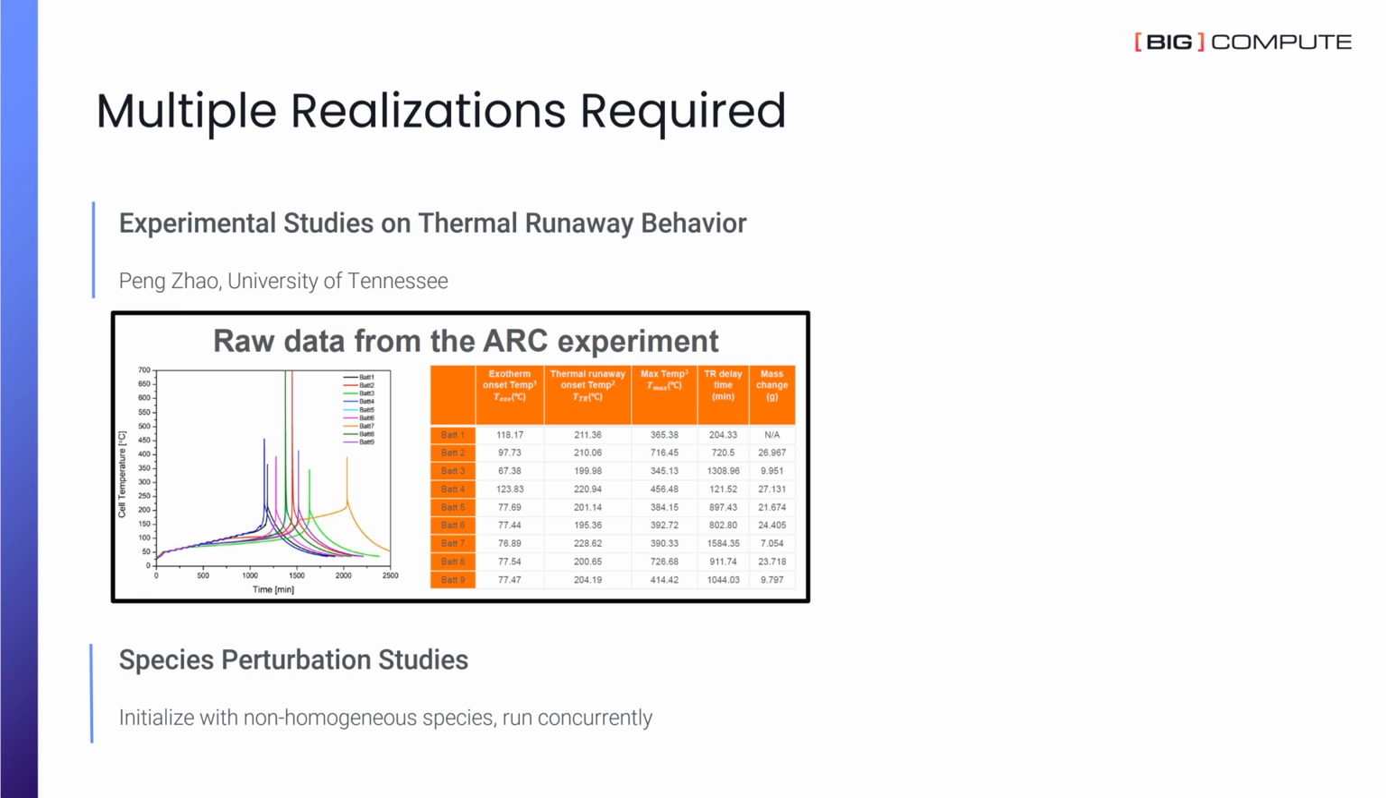Now, I mentioned that this problem requires multiple realizations. So this is some experimental work done by Peng Zhao at the University of Tennessee, where he took the same exact battery type from the same batch and put them in an accelerated rate calorimeter, which is basically an oven, heated them up and looked at the response. And what he saw is that the temperature response of these cells was widely different in that it could go into thermal runaway as shown by the spikes in the image. You can see that they happen thousands of seconds apart. So this is something that may indicate that we need to do a statistical analysis of this problem.